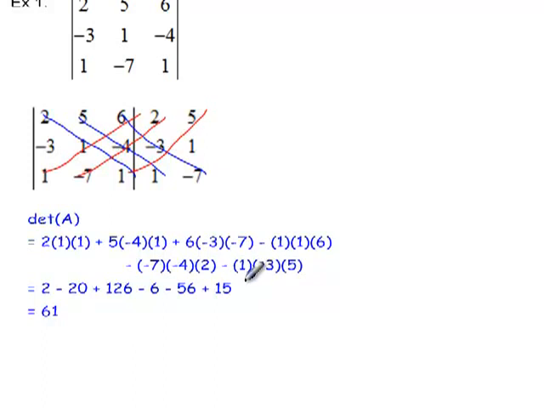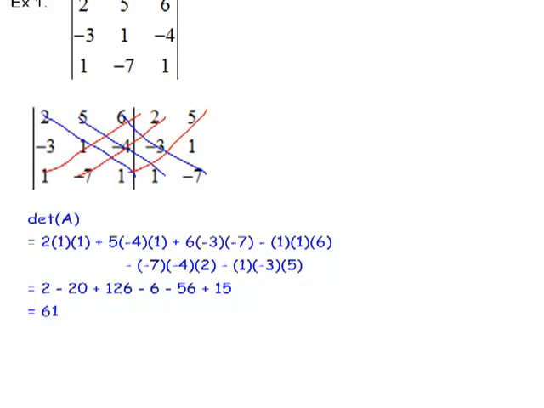So now all you have to do is to multiply the numbers. So it'll be 2 minus 20, and then plus 6 times 3 is 18, 18 times 7 is 126. Minus 6, and then minus 7 times 4 is 28, times 2 is 56. Triple negative, so it'll be still negative. And then plus 3 times 5 is 15. So if you add them up, it's 61. Okay?